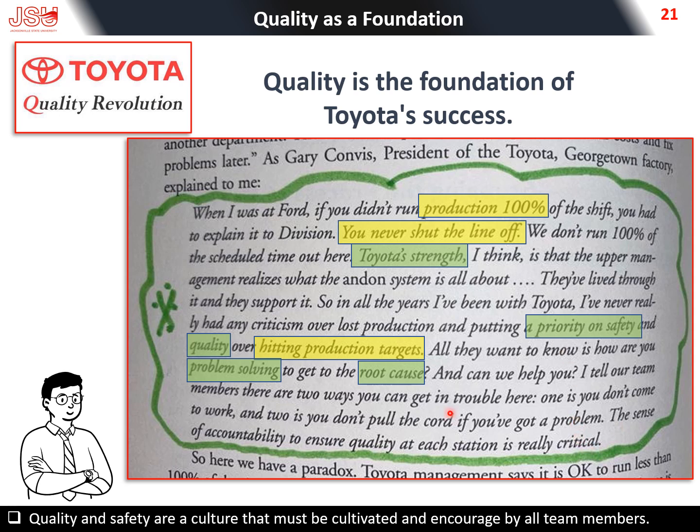Unfortunately, many manufacturers don't follow this principle. It seems like numbers and production targets are more important than quality and safety. Really, to follow in Toyota's footsteps, the Andon system and the culture of stopping the line to fix the problems needs to be a priority. Quality and safety are a culture that must be cultivated and encouraged by all team members.